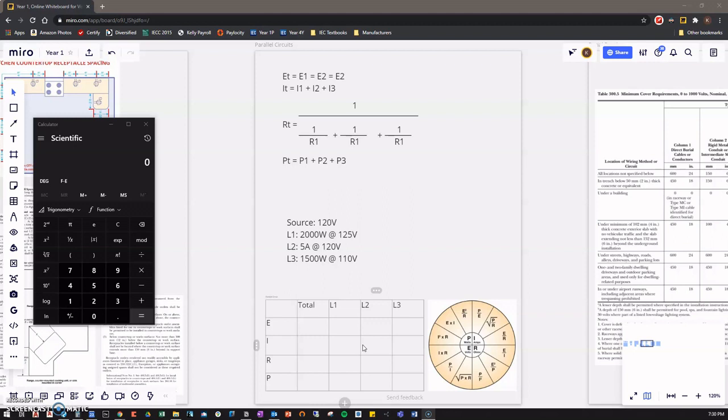So again, as you guys know, and hopefully you remember, I like this grid method here, right? We have a column for total values for the whole circuit. In this case, we have a 3 load circuit, load 1, 2, and 3, and then we've got volts, amps, ohms, and watts across there.